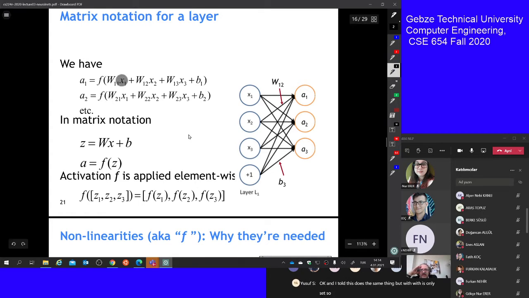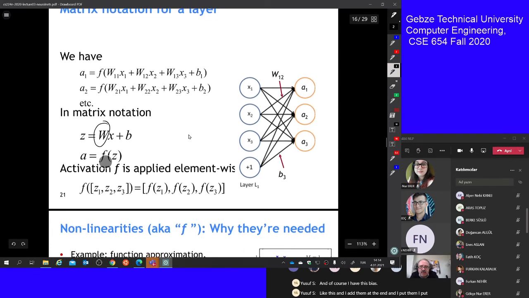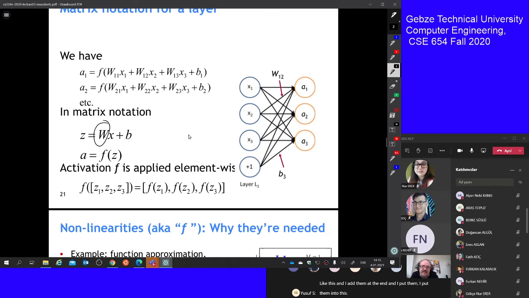So if you look at this picture, if you put all the A's one after the other like a matrix, you end up with this W. W is a matrix. Each row of W is the weight vector of A1, A2, A3. And of course, I have this bias vector, and I add them at the end and put them into this function f. But as you remember, that function f is a scalar function. It takes a scalar and produces a scalar.